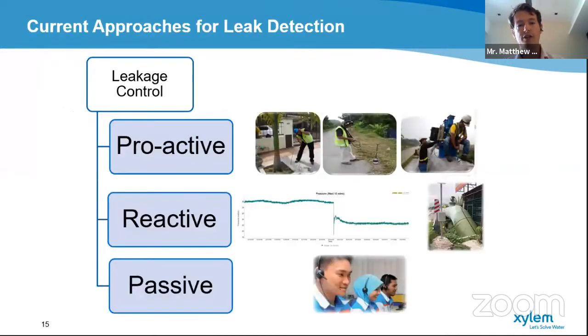So Selangor managed this with a three-pronged approach. They have a passive network, a call center to pick up customer notifications or leak notifications across the state. And that would be the passive approach. But they do have a proactive approach of line sweeping with technologies such as ground microphones, listening sticks, and acoustic correlators. So supplementing this is the Xylem system, which provides both a proactive and a reactive solution to be able to detect leaks before they occur and react to them as quickly as possible when they are detected.